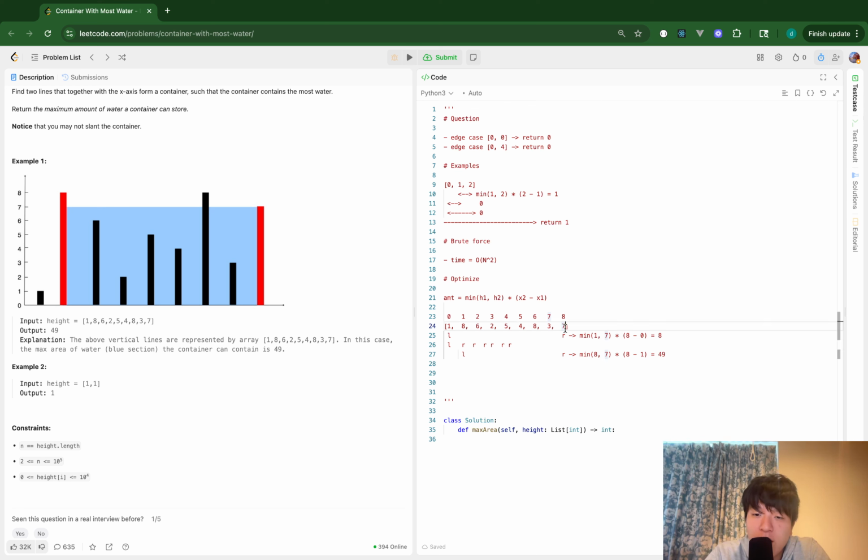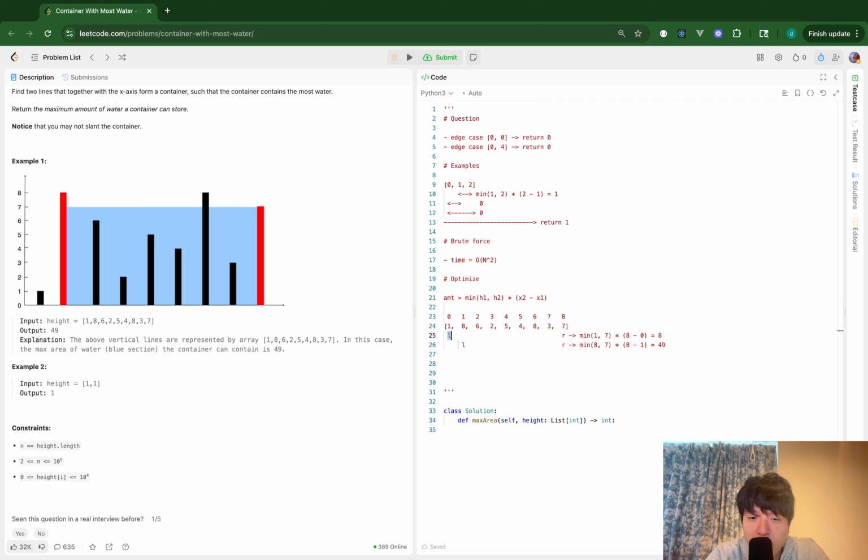So if I move this 7 to say 8, still the min of h1, h2 is 1. And if I move this 7 to 0, where actually it doesn't exist, but let's think of it, the min of the two heights should be 0. So I cannot increase this min of h1, h2. But for x2 minus x1, this decreases. So from this left and right pointers, moving the right pointer doesn't work. It doesn't increase the amount of water.